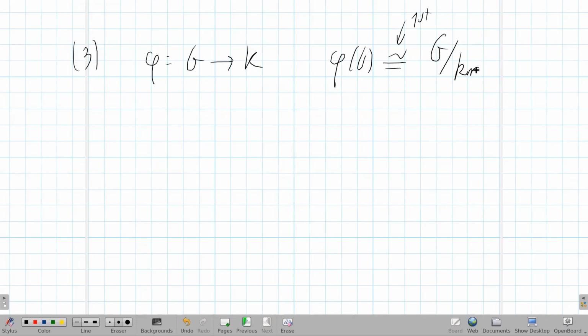But to prove 3, you simply know that if you have phi, this time we have the good old first isomorphism theorem, the isomorphism G over the kernel of phi, and by 2, this is soluble. And of course, isomorphism preserves solubility. This is rather immediate.